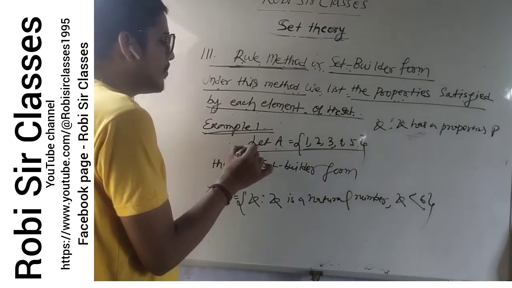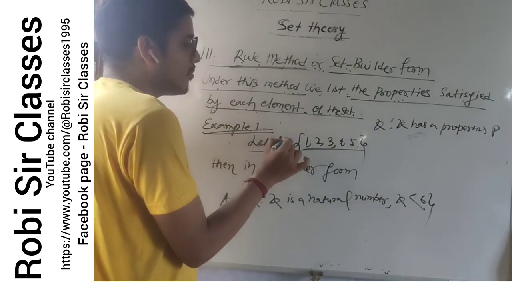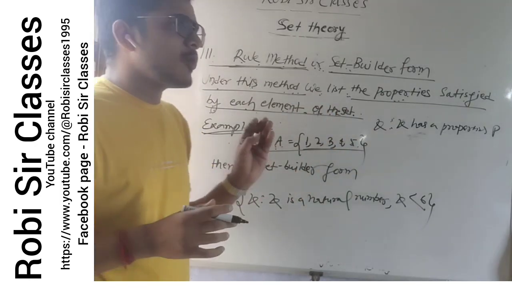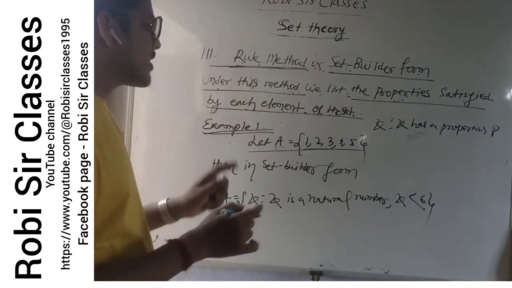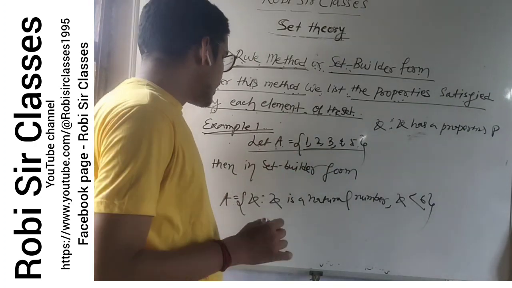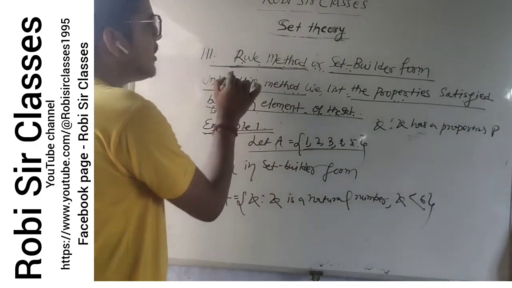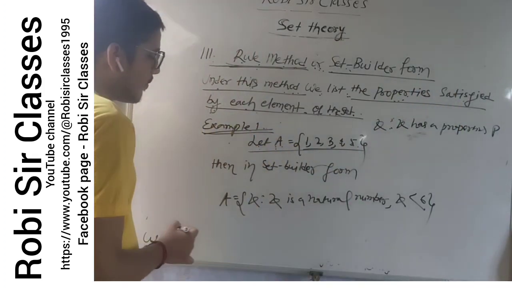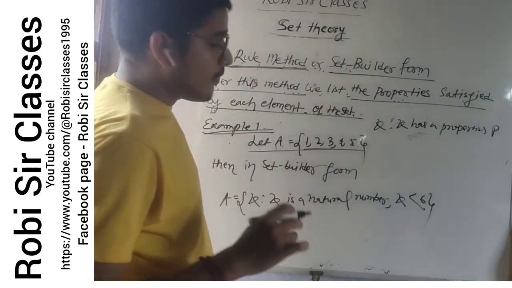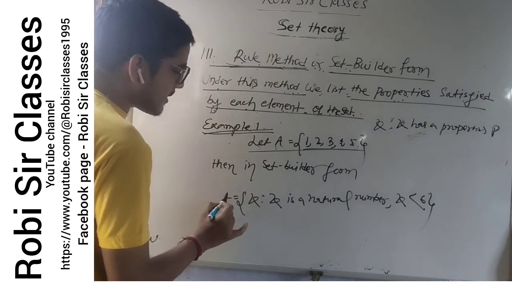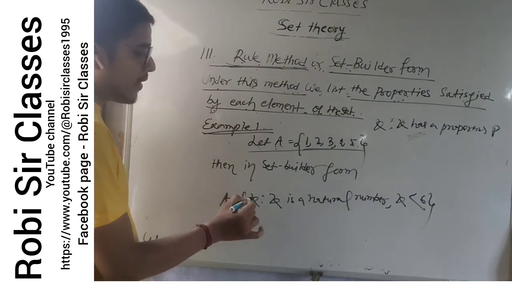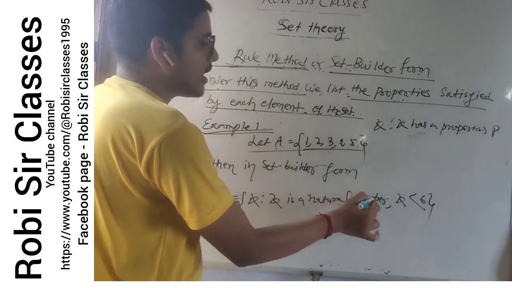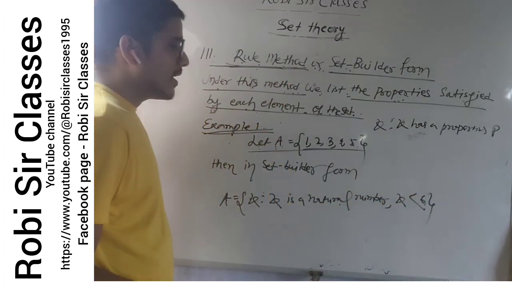Now we are giving an example. Let A be the set {1, 2, 3, 4, 5}. So first of all, you will understand the question. After that, you will write it in rule method or set builder form. So first of all, you have to follow the rule of sets. Use capital letters. Set A equal to x such that x is a natural number less than 6.